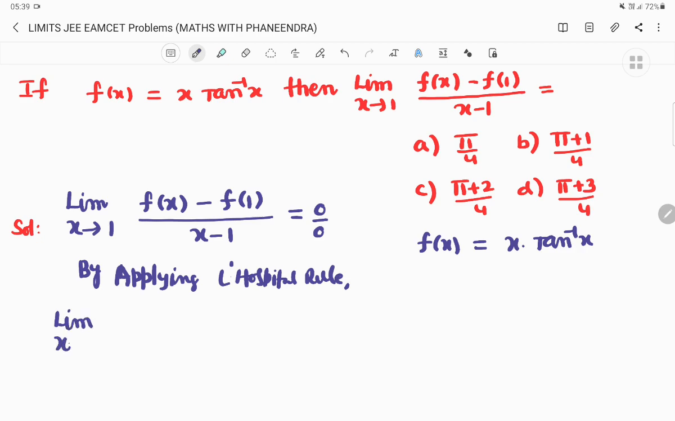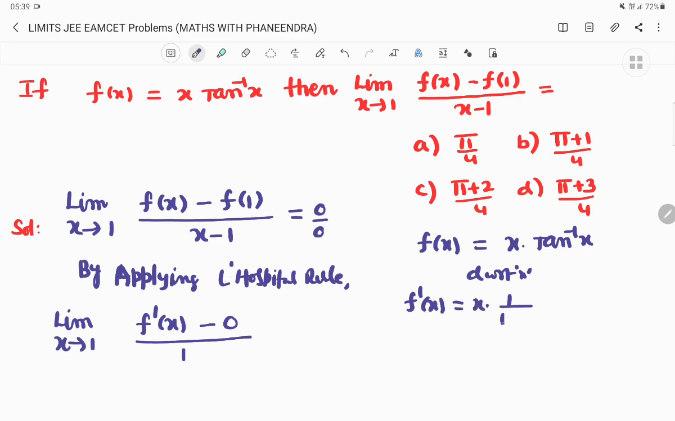So by applying L'Hospital rule, limit x tends to 1, f of x derivative is f dash of x, and f of 1 is constant anyway, that value goes to be 0, and x derivative is 1. So we need to calculate f dash of x. So differentiate with respect to x, uv formula, f dash of x is equal to u into, that means x into d by dx of tan inverse x, 1 by 1 plus x square, plus v into, that means tan inverse x into d by dx of x is 1. So this is f dash of x.